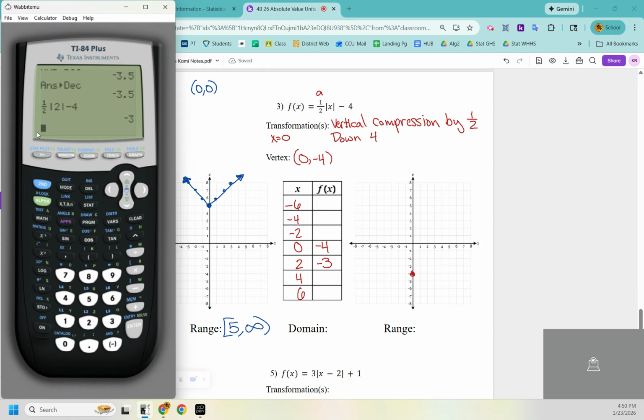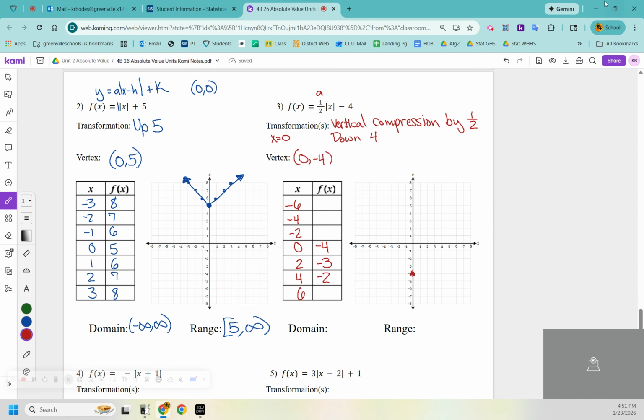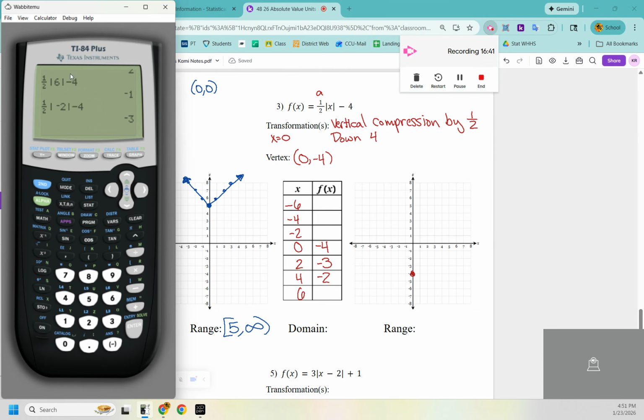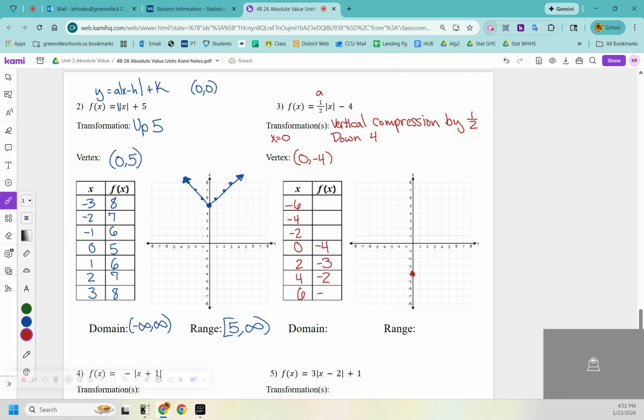And when the equation gets complicated with vertical compressions, I do suggest plugging it into your calculator. And 4 is -2. I'm gonna do all of them real fast. I plugged in 6 and got -1. I plugged in -2 and got -3, because this is your vertex. This is my vertex. So you hopefully can see the pattern, -2, -1.